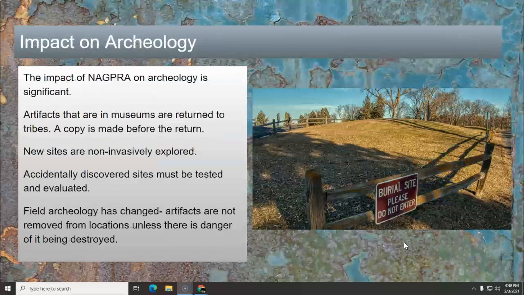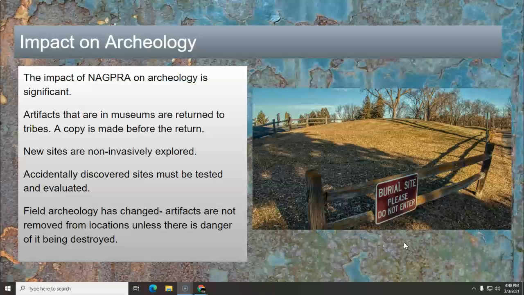The impact on archaeology, and NAGPRA is the abbreviation for the long term. When artifacts are returned to tribes from museums and things, especially if they're going to be reburied or reinterred, they make a copy of that artifact, and they can do that without hurting it. A lot of the things actually that you see in museums, like for example Greek statues, that's not really the Greek statue. That's a cast of the Greek statue. It looks just like it, but it's not really real.